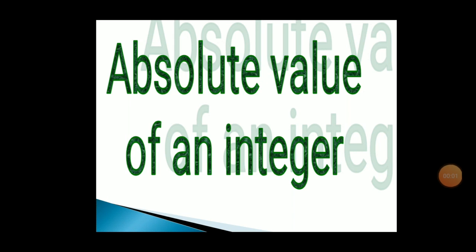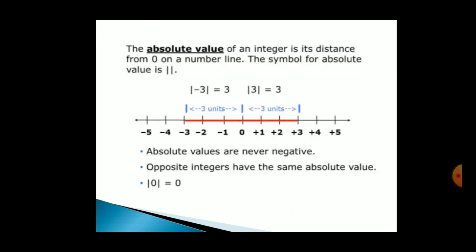Let's learn about the absolute value of an integer. The absolute value of an integer is its numerical value regardless of its sign. In other words, it is the distance from 0 on the number line. The symbol for absolute value is two parallel lines drawn like this.